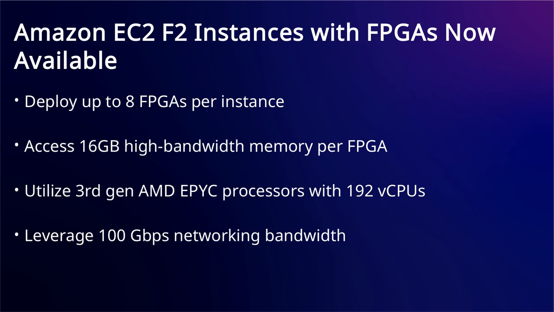The instances are powered by third-generation AMD EPYC processors with 192 vCPUs, providing substantial compute capacity. With 100 gigabits per second networking bandwidth, you can efficiently process and transfer large datasets. These improvements over previous F1 instances enable you to tackle more demanding FPGA workloads in the cloud.